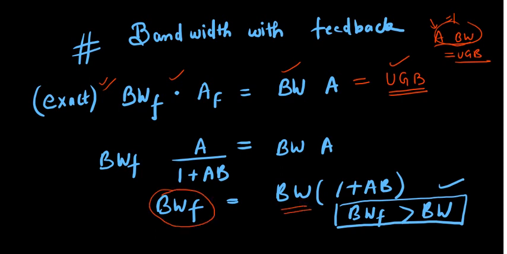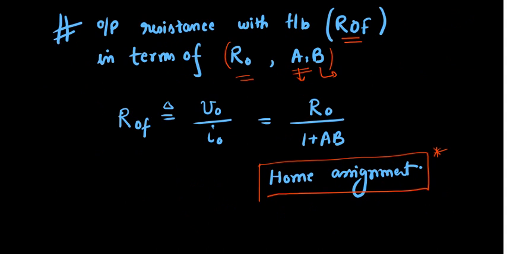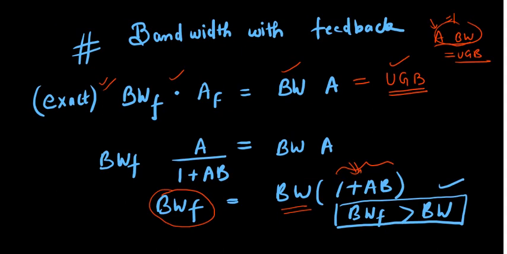It will be the original or open loop bandwidth multiplied with 1 plus AB. You can see that this factor is coming a lot, right? So it is better, when you solve the numericals, to always evaluate this value, 1 plus AB. This is a fact: your input resistance gets multiplied with this factor, your output resistance gets divided by this factor, and your voltage gain gets multiplied with this factor.